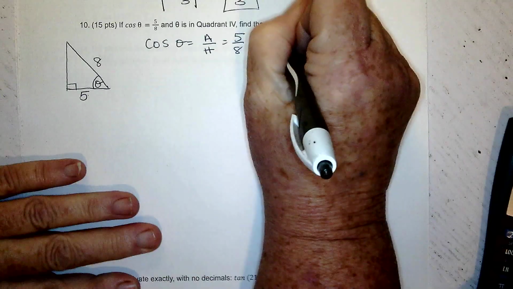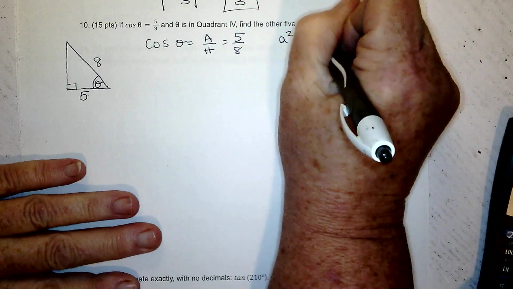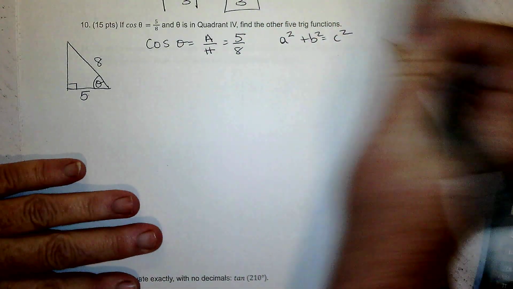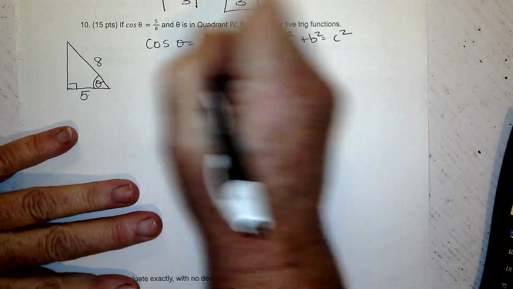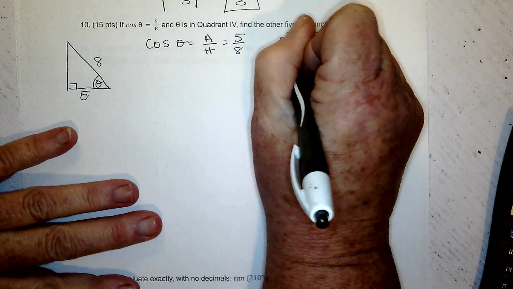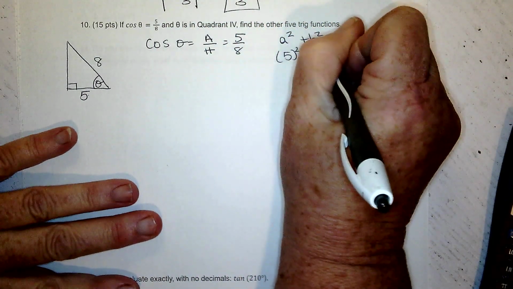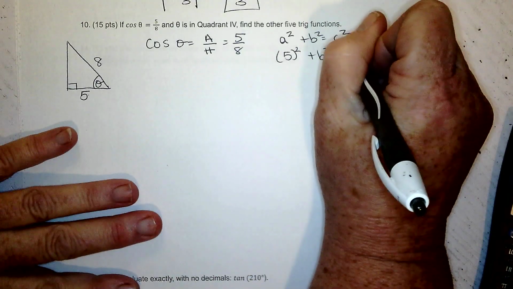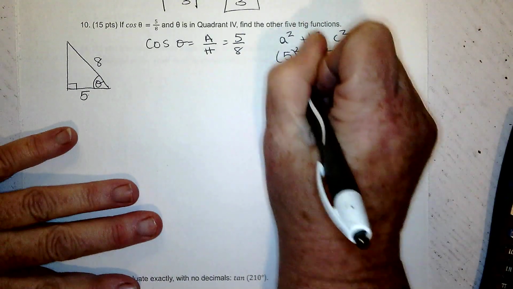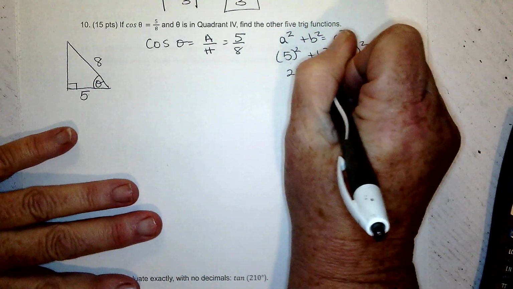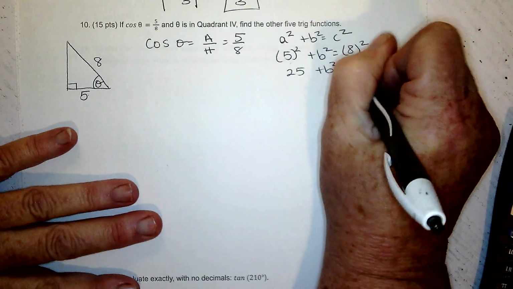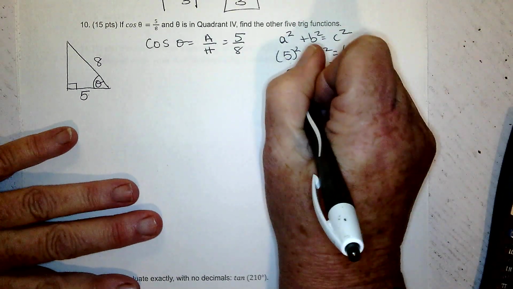So I'm going to use the Pythagorean theorem: a squared plus b squared is equal to c squared. Okay. And we'll just let 5 be a. My hypotenuse is c. 5 squared is 25. 8 squared is 64. Subtract 25 from both sides.